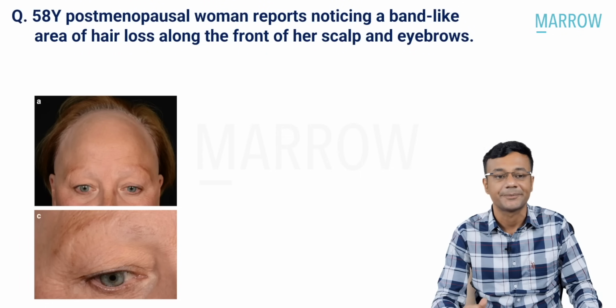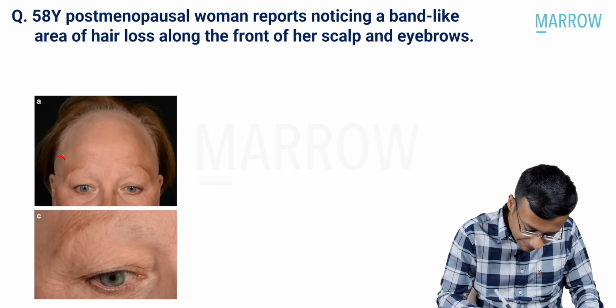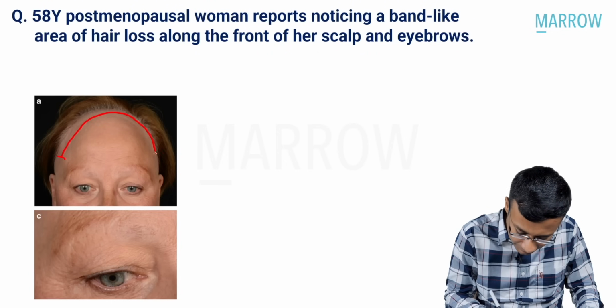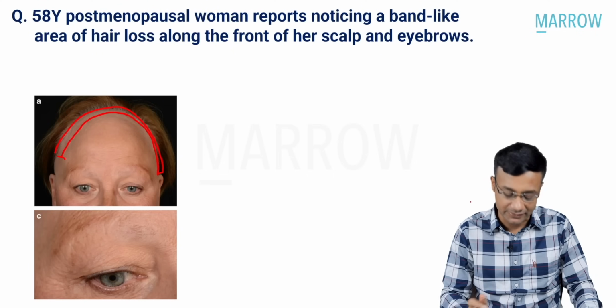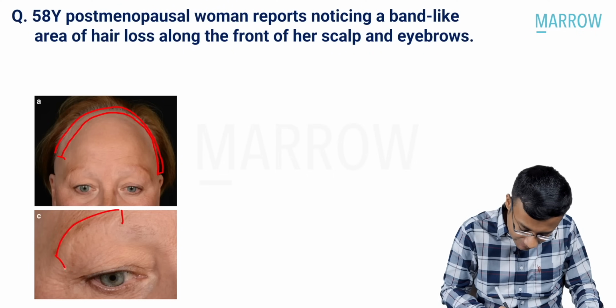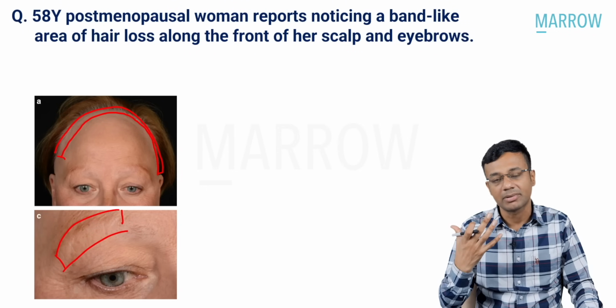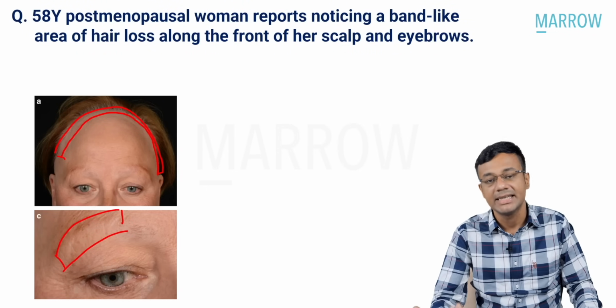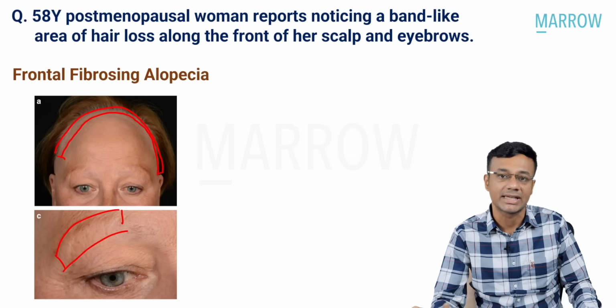Here we are talking about a 58-year-old postmenopausal woman who notices a band-like area of hair loss over the frontal area of her scalp, rather frontotemporal area of the scalp, and there is also associated madarosis. So scarring alopecia involving the frontotemporal area, involving the eyebrows as well. This condition is called as frontal fibrosing alopecia.